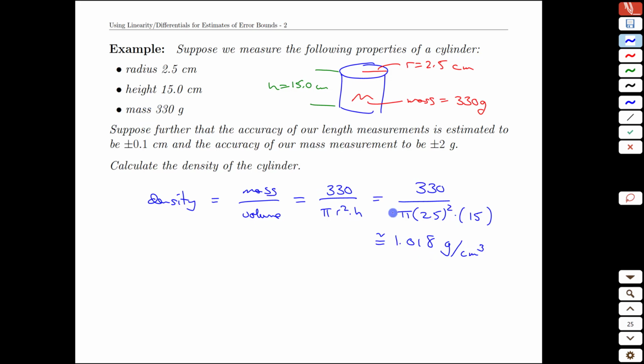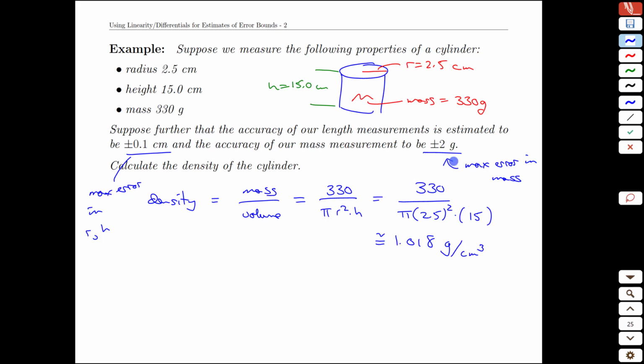We measure these properties, and we compute a derived property, here the density of that cylinder. However, we know that there's going to be error in those measurements. In particular, we might be off in our measurement of the dimensions. If we're doing this with a ruler, there's going to be some error in that. And if we have a scale, it might be off by a certain amount as well. And notice again this notation of a plus or minus error for both of those quantities. These represent the max error in both the radius and the height. And this property here, this plus or minus 2 grams, is the max error in the mass.